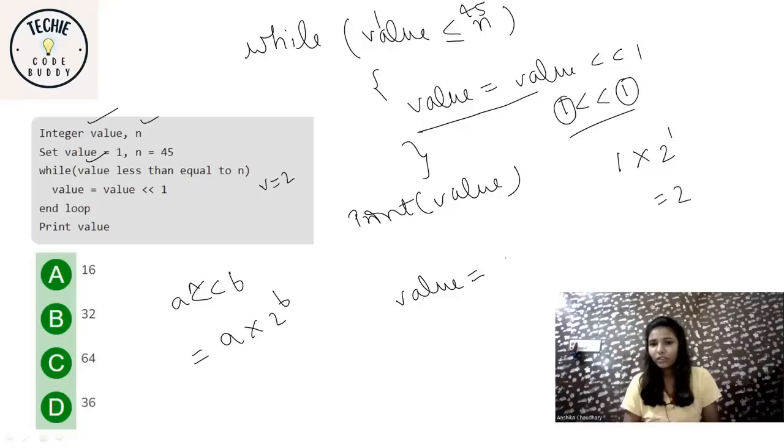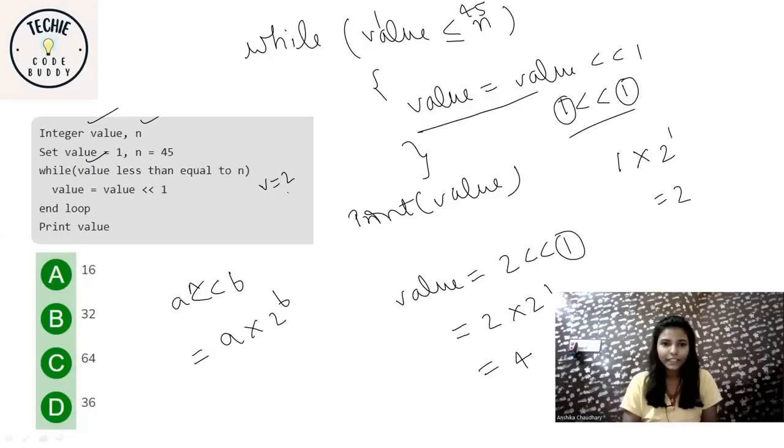What is the value of value now? 2, left shift 1. Again we have to perform. So at the place of A, this is 2. So 2 into 2 raised to the power, at the place of B it is 1, so 2 to the 4. So the now updated value of value is 4. So 4 will be assigned here.